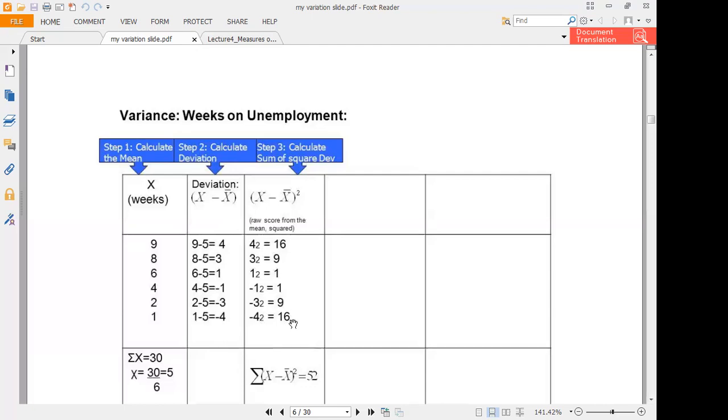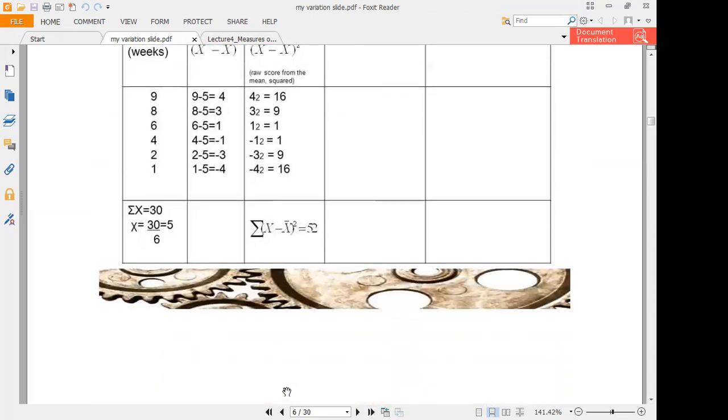Now the next thing is to calculate the sum of all the square deviations. And that is what I have done here. If you add 16 plus 9 plus 1 plus 1 plus 9 plus 16 here, you are going to get 52. So this is the sum of all the square deviations. Now, the next thing is to do what? It is now to calculate our variance.